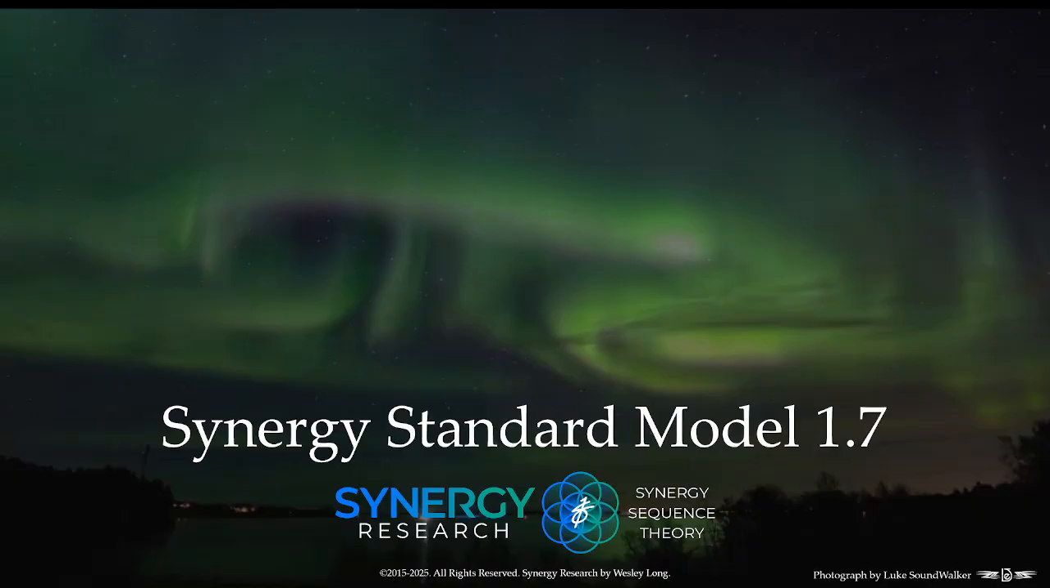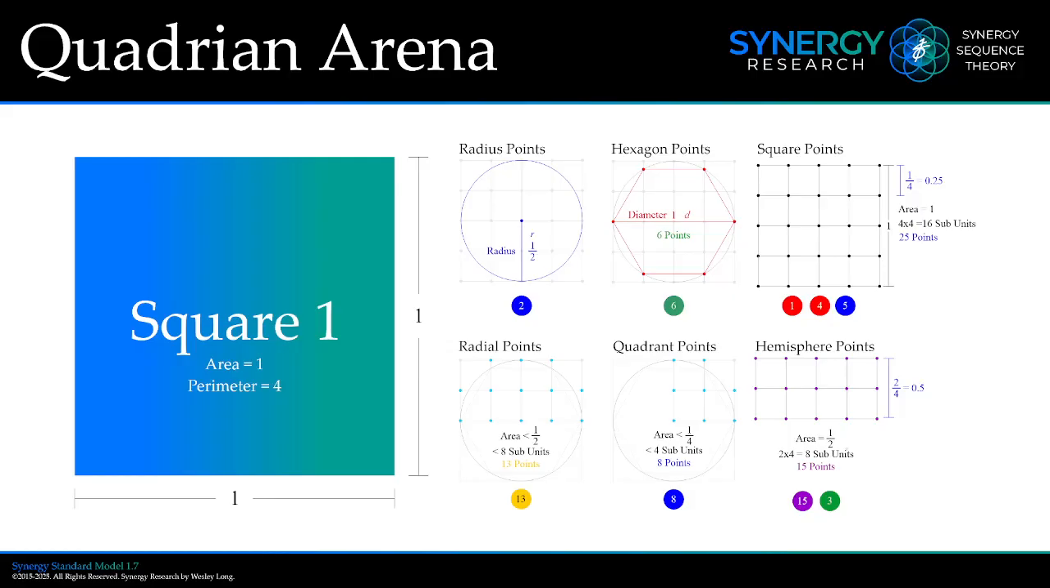Welcome to the Quadrian Arena, the geometric foundation of the synergy sequence theory and the synergy standard model. What you're looking at here is deceptively simple: a square with area 1 and perimeter 4. But this is not just a square. This is square 1, both literally and symbolically. This becomes the canvas for a unifying geometry of constants, ratios, and natural units.